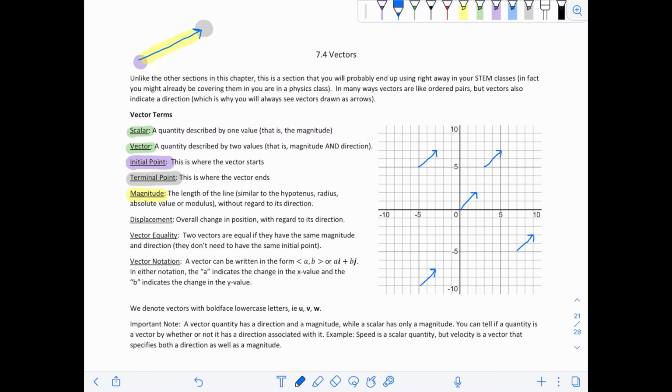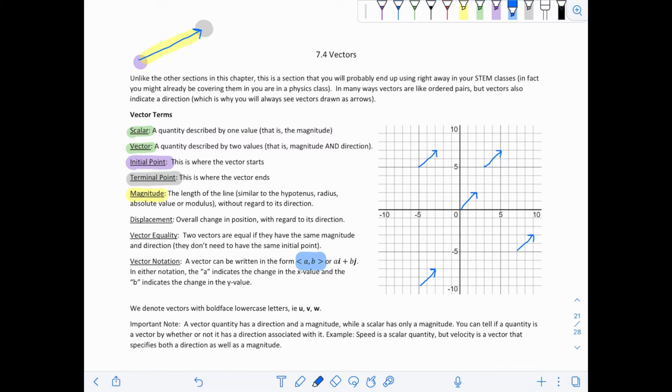And so for vector notation, there's actually two notations that we're going to talk about. One of the notations that we're going to use for vectors is this form where it basically looks like an ordered pair. It's not, but it has those angle-looking brackets on either side. And so what this is telling us is the a is telling us the change of the x value, and the b is telling us the change in the y value.